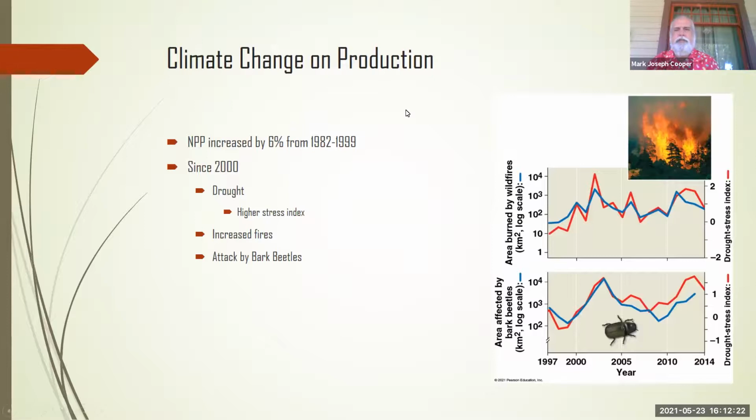And climate change on production. We're going to talk about climate change a little bit more too, but I want you to realize that NPP was actually increasing by 6% from 82 to 99. So there was an increase. And then all of a sudden we hit the drought, and high drought made a high stress index. We're going to look at plants here, and these plant communities were under attack. The plants were highly stressed. And then we get increased hot fires going through there.